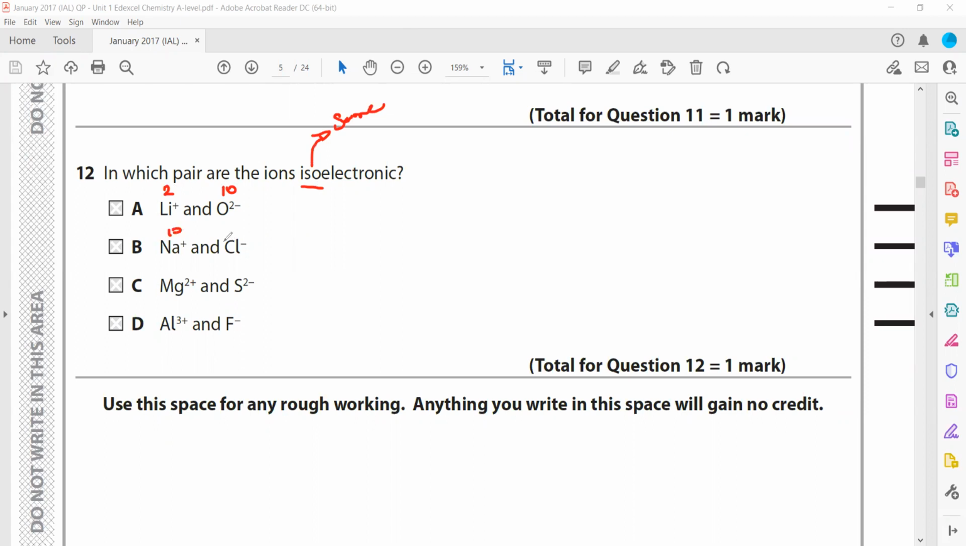Sodium will be 10, chlorine 17, it took an extra one, 18. Magnesium is 12, loses 2, so 10. Sulfur is 16, takes 2, so 18. Aluminium is 13, loses 3, so 10. Fluorine is 9, gains 1, so 10. So aluminium and fluoride ions are isoelectronic because they have the same number of electrons in the ions. To be isoelectronic, they should have the same number of electrons.